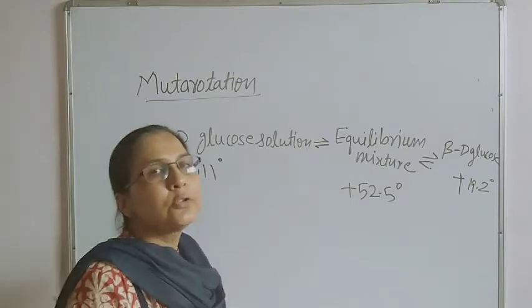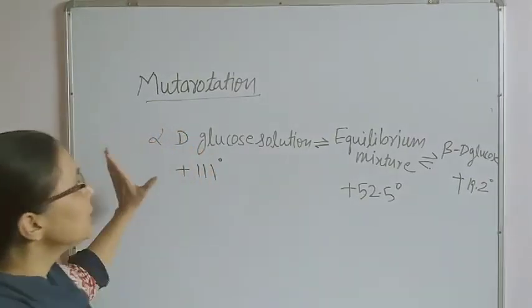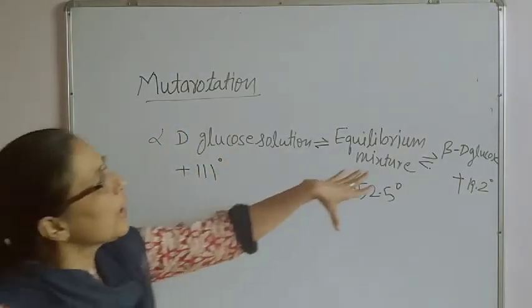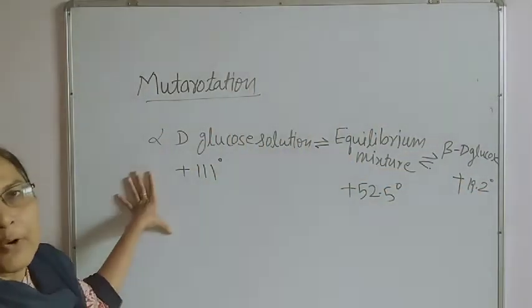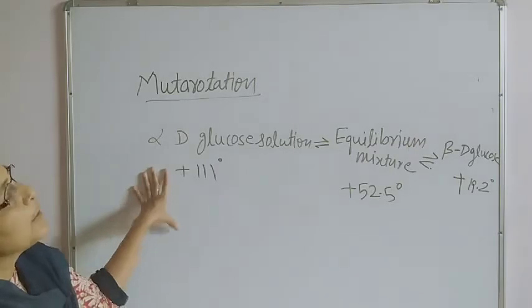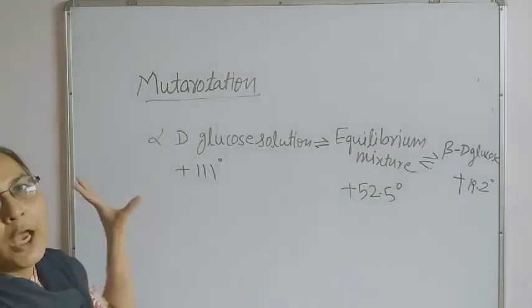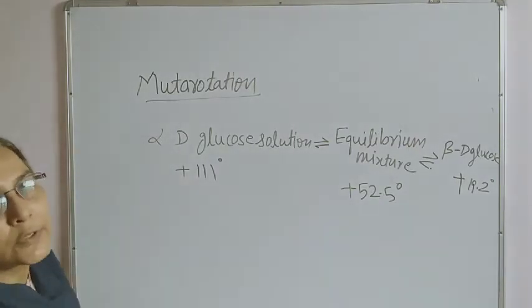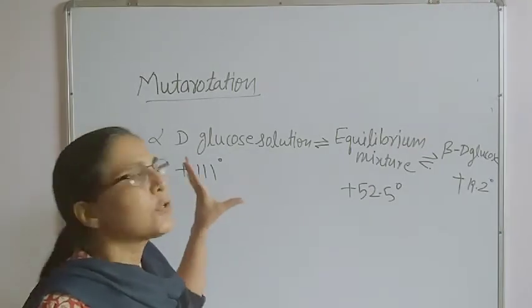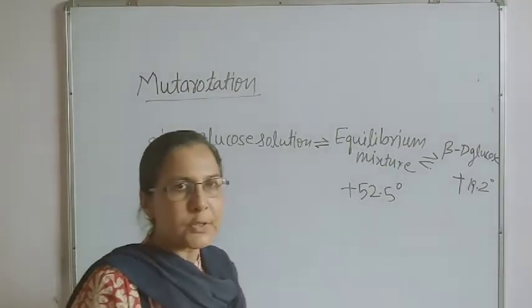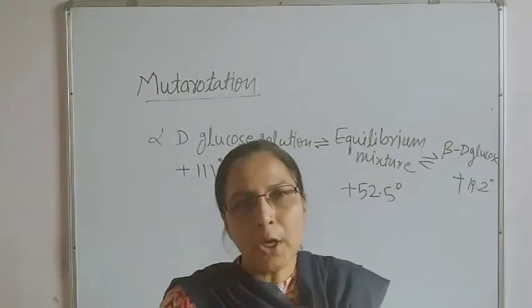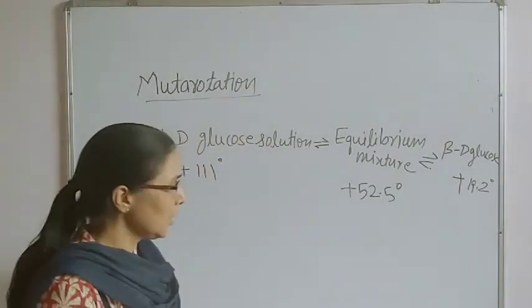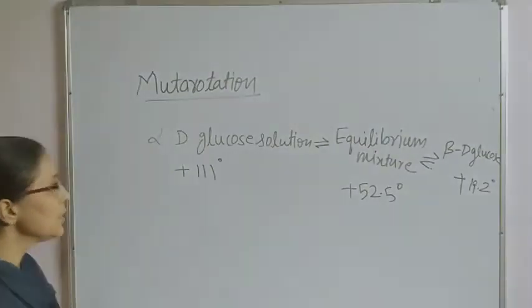So for any chiral center, if it is changing into another form, and the next form is also changing into the first form, the specific rotation changes to a fixed value after some time. Such a spontaneous change in the specific rotation of a chiral center is known as mutarotation. Okay, next in the row is anomers.